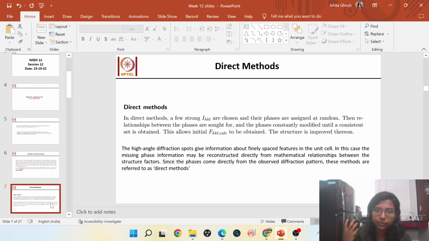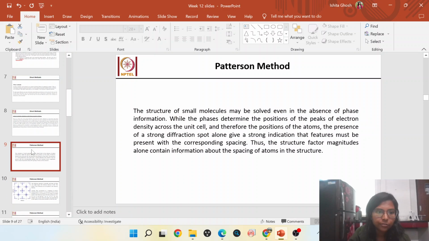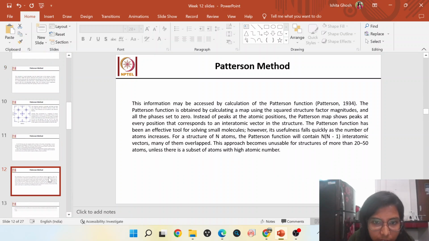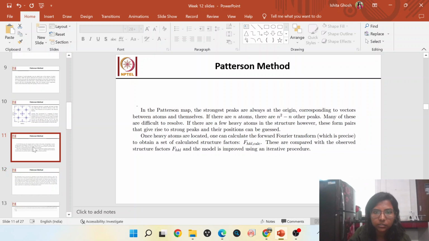What happens in the direct method is that it is based on some strong reflections. A few strong intensity reflections are chosen where their phases will be assigned at random, and then the relationships between the phases are sought, and the phases are constantly modified until a consistent set is obtained. Then we went to the Patterson method, and in the Patterson map, the strongest peaks are always at the origin.